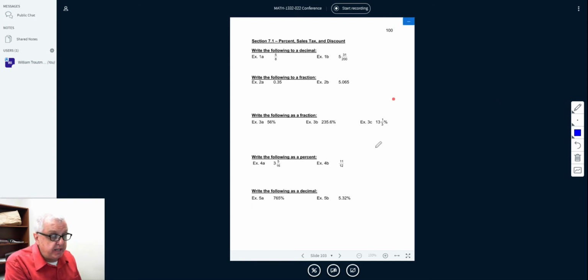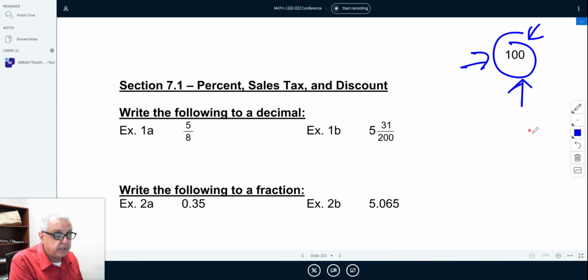So when I say page 100, I don't mean down here. No, I mean up here. This is the page number in the upper right-hand corner. Okay, so let's go to page 100, 4B.